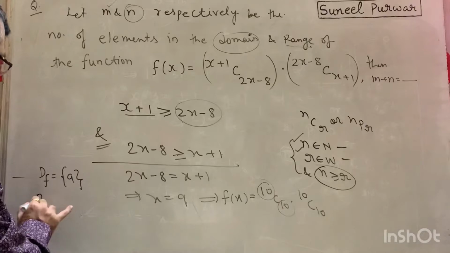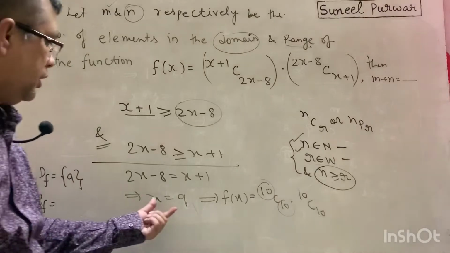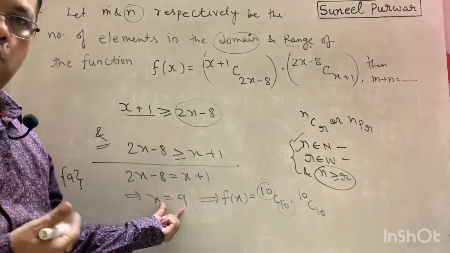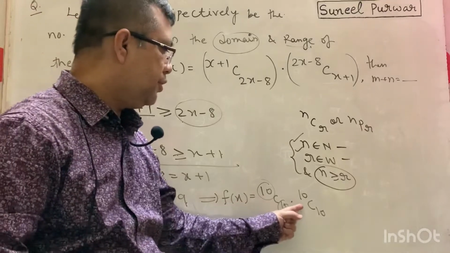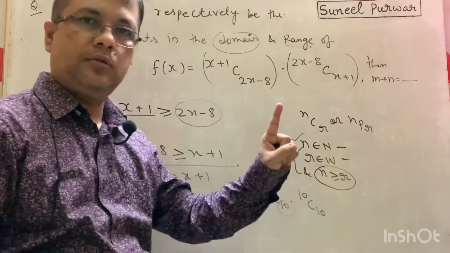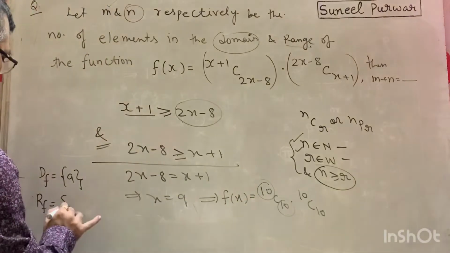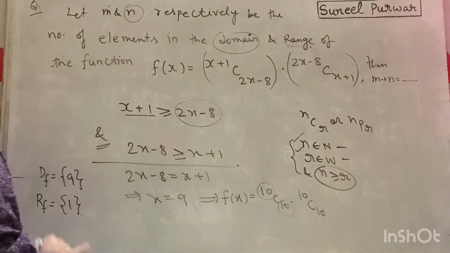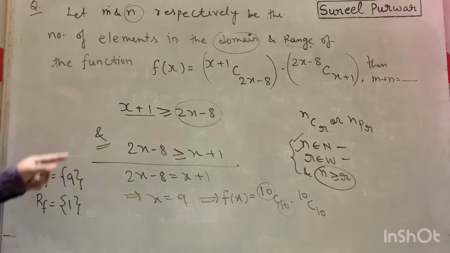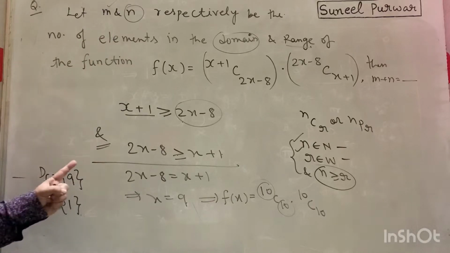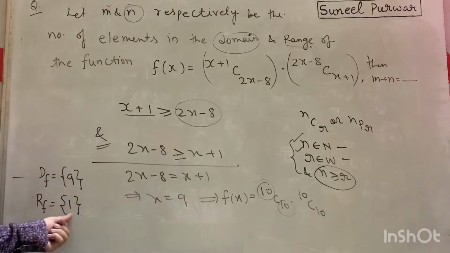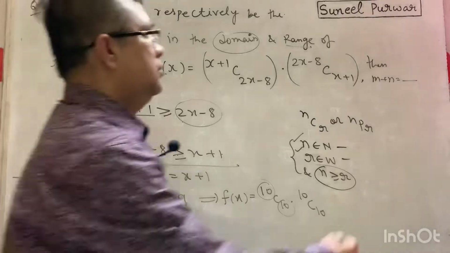And what is the range? Range of f. So in the domain there is x is equal to 9. What is the output for x is equal to 9? 10C10 into 10C10, which is 1 into 1, 1. So the range is having only one number, which is 1. So the number of elements in the domain is 1, and the number of elements in the range is also 1. So 1 plus 1, 2. That's your answer.